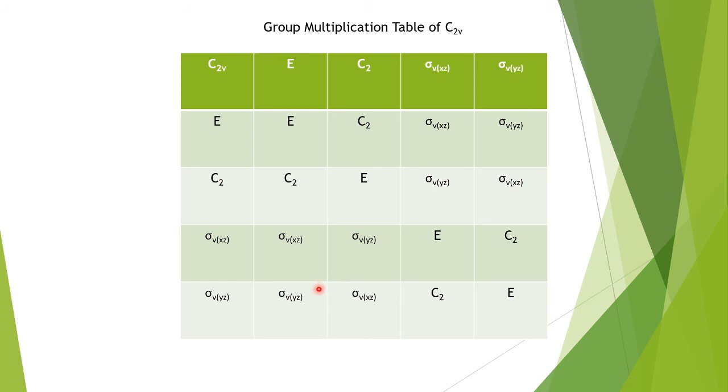If you see this diagonal, it is sigma v YZ, sigma v YZ, sigma v YZ, and here sigma v YZ. It's just a shortcut, but you don't need to learn all these by heart. You can try out the operations. You can multiply the operations and find the combinations yourself.